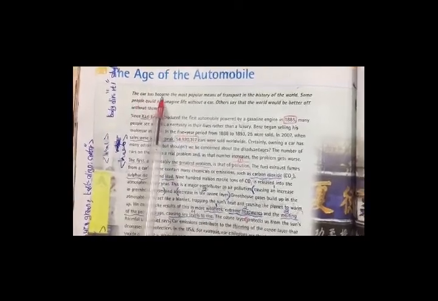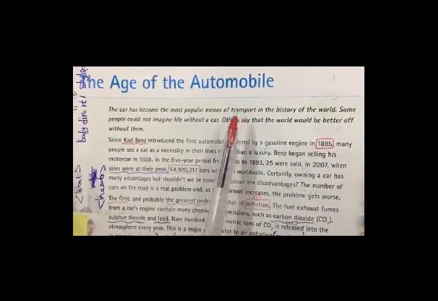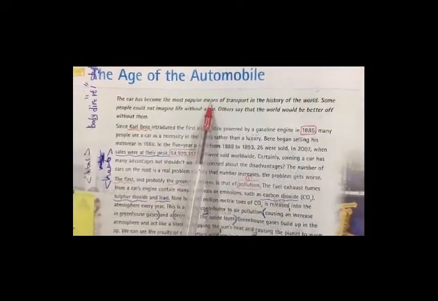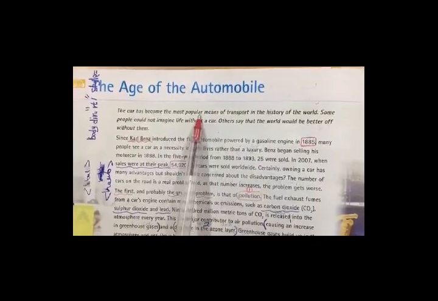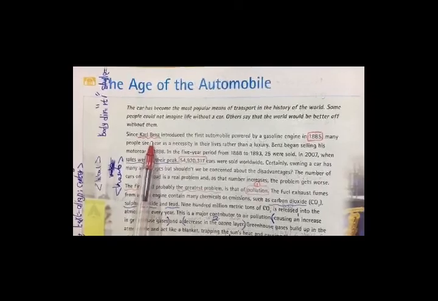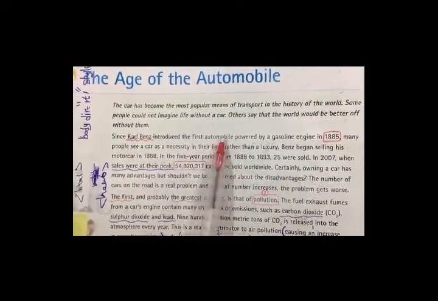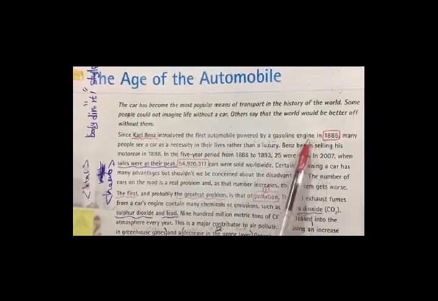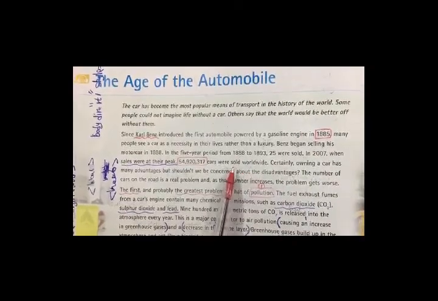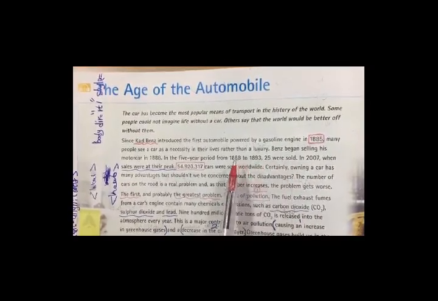The car, as you can see in the text, is the most famous way of moving around, and this is the meaning of means of transport. It's a way of moving around and it's the most popular way. Then the text talks about Carl Benz, who is also very famous because he introduced the first automobile working on a gasoline engine. This car was bought in very small numbers, just 25 cars at the beginning.